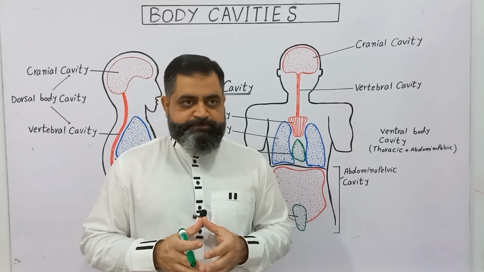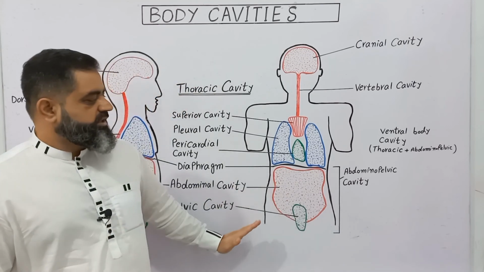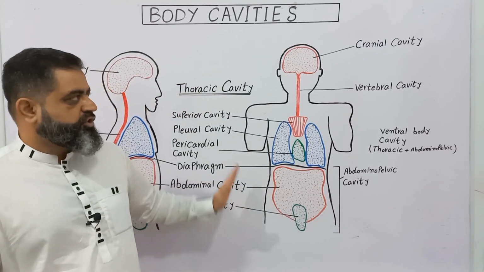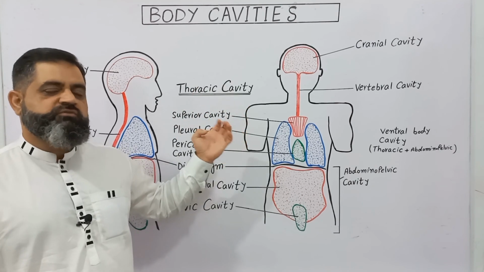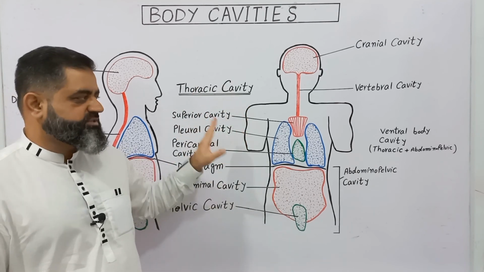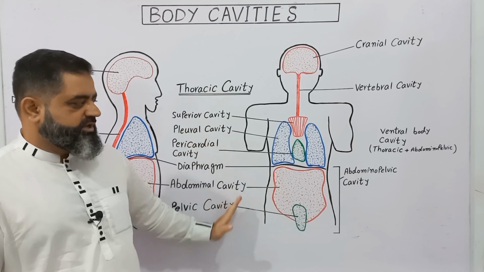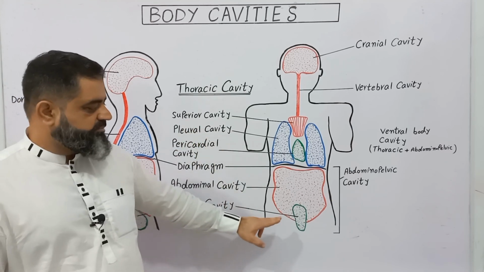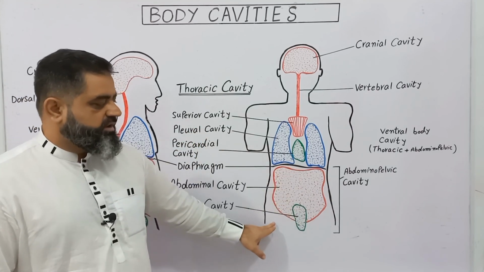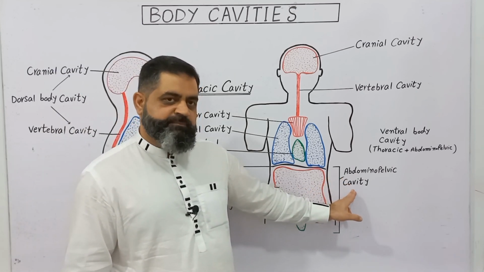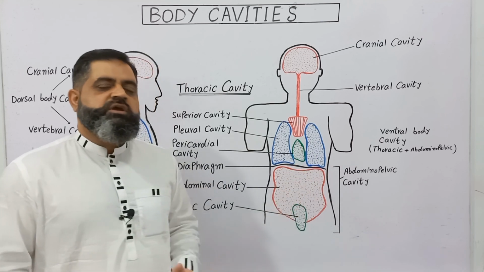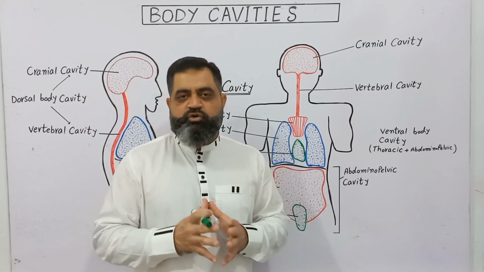So in this way, there are two types of cavities: dorsal cavities, which include the cranial cavity and vertebral cavity, while the ventral cavity includes the thoracic cavity, abdominal cavity, and pelvic cavity. Sometimes the pelvic and abdominal cavities are combined and known as the abdominopelvic cavity. So these three cavities totally make up the ventral body cavities.